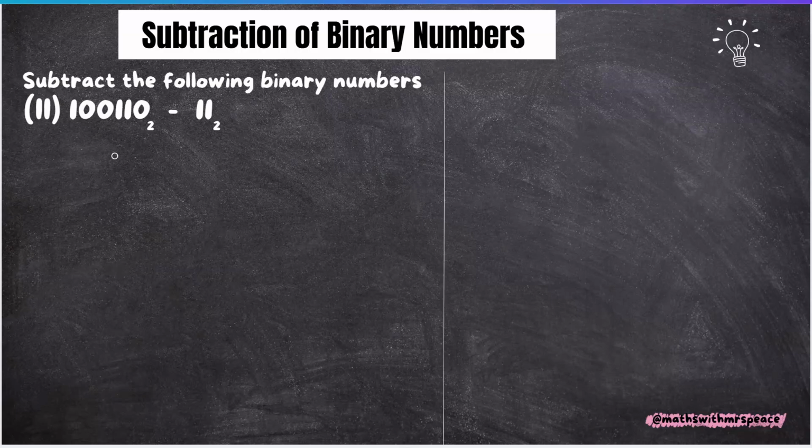So to convert this number, I'm going to write out 1 0 0 1 1 0 base 2. I'll write the powers above this number. I have 0, 1, 2, 3, 4 and 5.